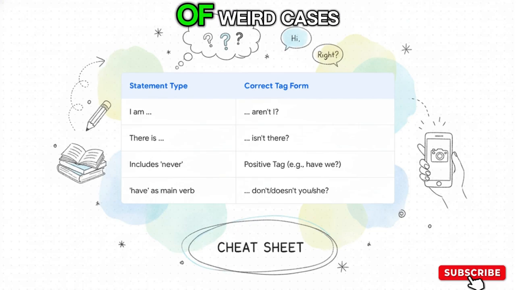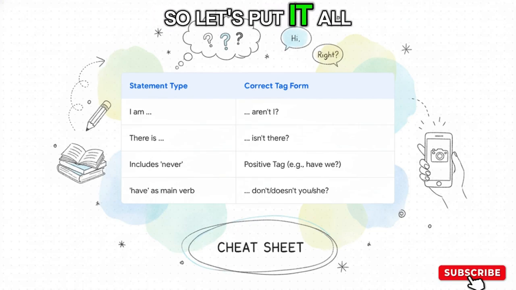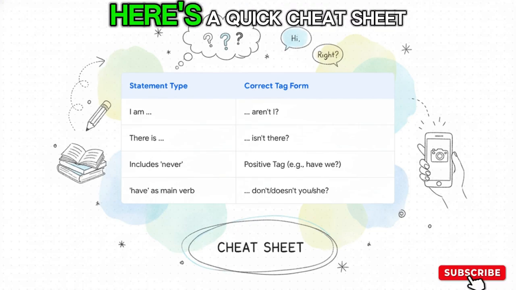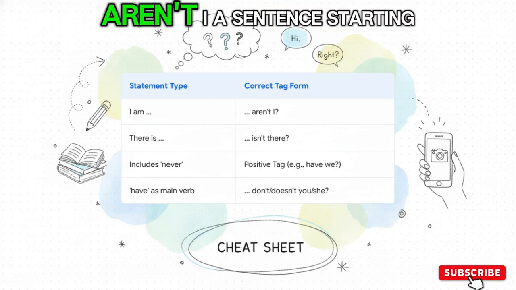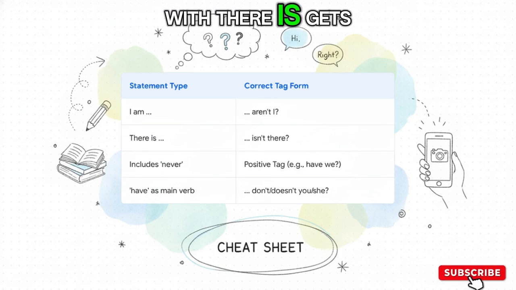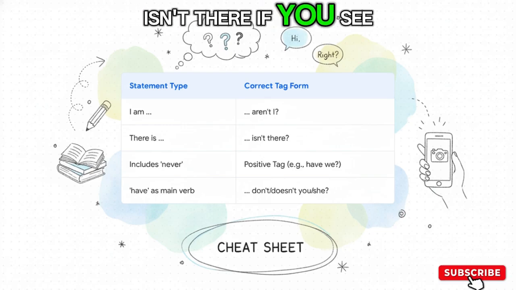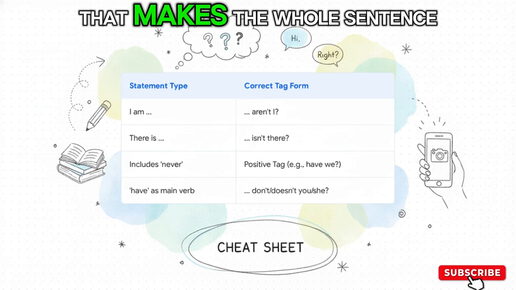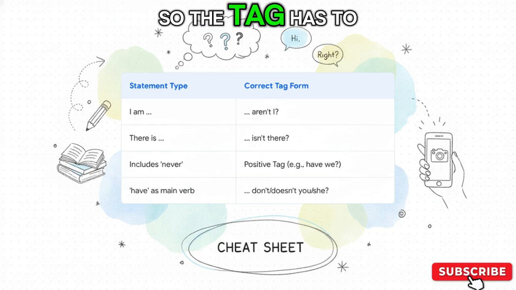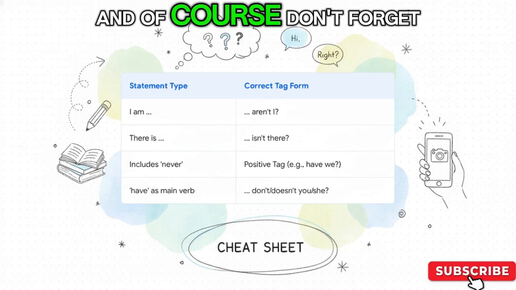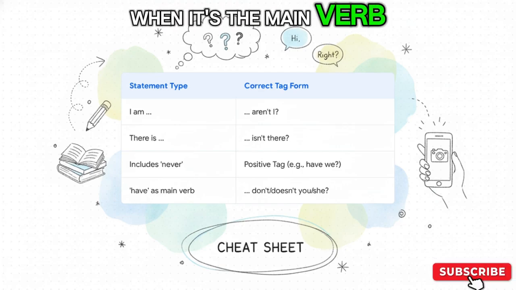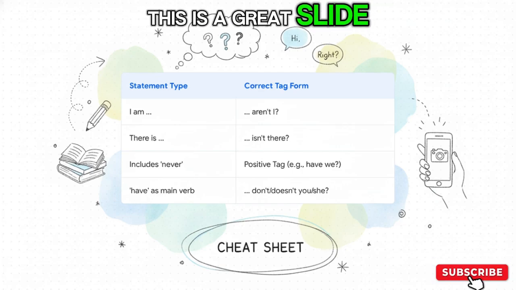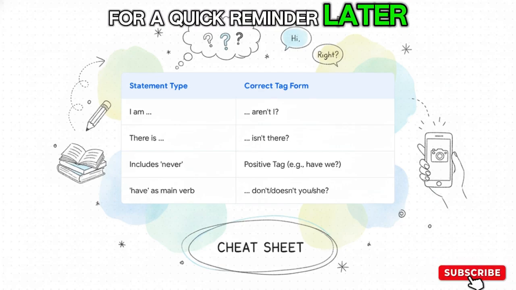Okay, that was a bunch of weird cases, so let's put it all in one place. Here's a quick cheat sheet. Remember, I am gets the tag aren't I. A sentence starting with there is gets isn't there. If you see a word like never, that makes the whole sentence negative, so the tag has to be positive. And of course, don't forget that special rule for have when it's the main verb. Seriously, this is a great slide to screenshot for a quick reminder later.